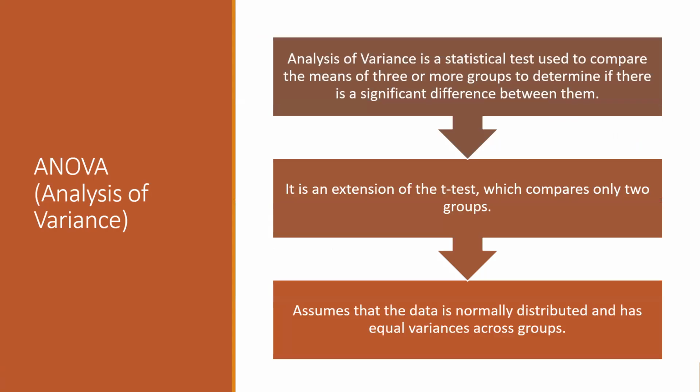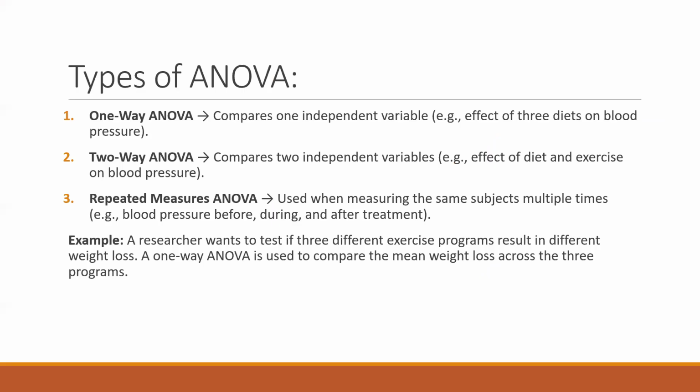Now we come to the analysis of variance, also known as ANOVA. Analysis of variance is a statistical test used to compare the means of 3 or more groups to determine whether there is a significant difference between them. It is an extension of the t-test. A t-test compares only two groups, but ANOVA compares 3 or more groups. It assumes that the data is normally distributed and has equal variances across groups.